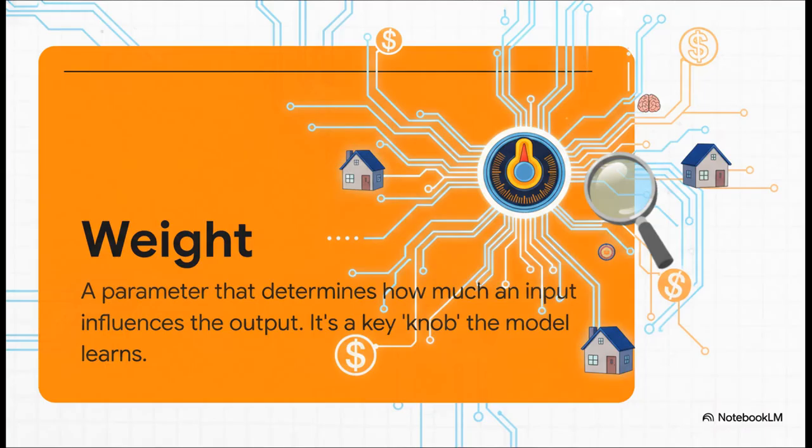That's it. Okay, so what is this weight? The easiest way to think about it is like a volume knob. It controls how much influence the input, the house size, has on the final output. If the weight is big, the size has a big impact on the price. If it's small, not so much. And the whole game here, the entire goal of learning, is to find the absolute perfect setting for this knob.